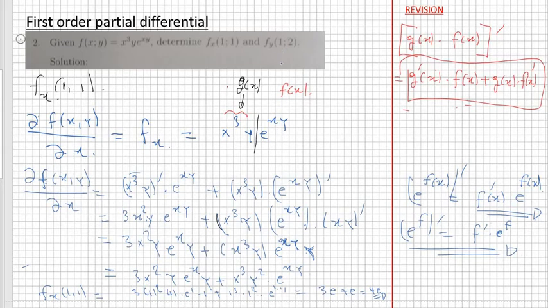So now in the second question, they want us to determine f_y of (1, 2). In other words, we're going to have to derive the same function but with respect to y, and then we'll replace the value of x by 1 and the value of y by 2.